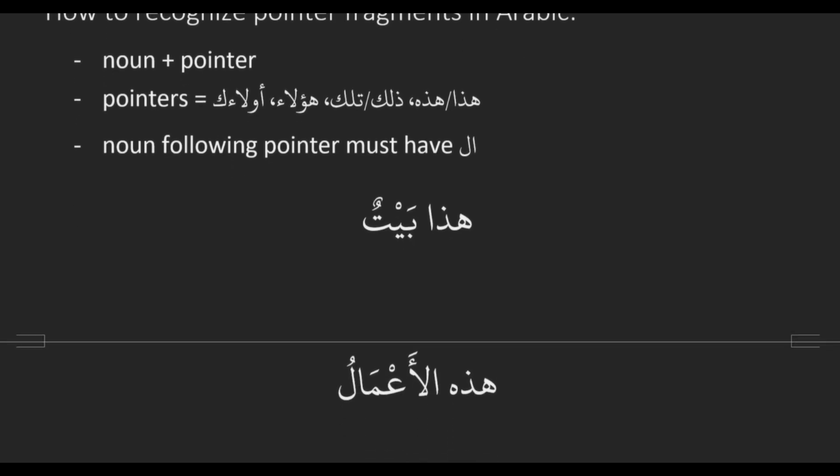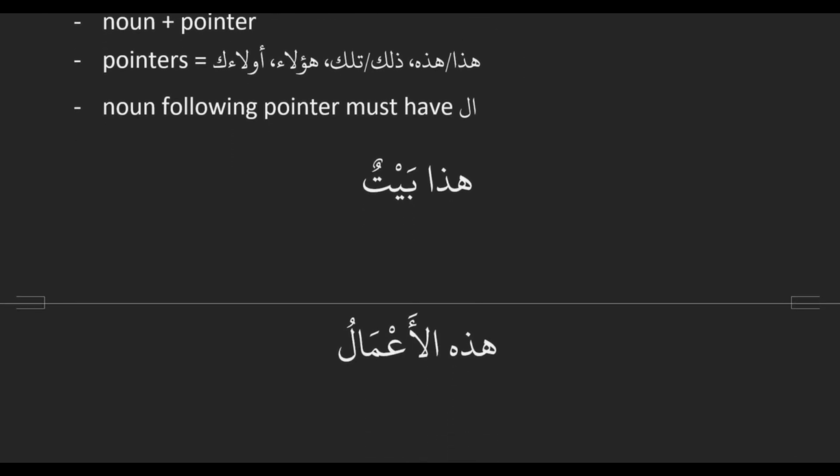Okay, let's look at some examples. هذا بيت. So we have هذا, which is a pointer, and then بيت, which is a noun. Does this meet the conditions of a pointer fragment? Yeah, because we have a pointer word and we have a noun. But what did we say about the noun following the pointer? It has to have alif lam. So بيت, does it have an alif lam? No. So this is not considered a pointer fragment, even though you have a pointer word.